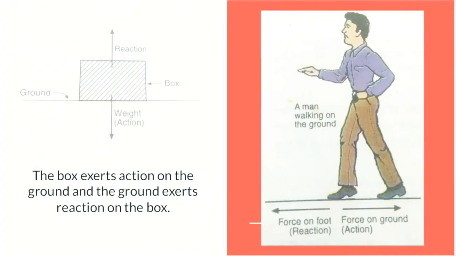Here we find two cases: a box resting on the ground and a man walking on the ground. In the first case, the downward force exerted by the box on the ground is called action, and the equal upward force exerted by the ground on the box is called reaction. In the second case, the backward force exerted by the feet of the man on the ground is called action, and the forward force exerted by the ground on the feet of the man is called reaction.